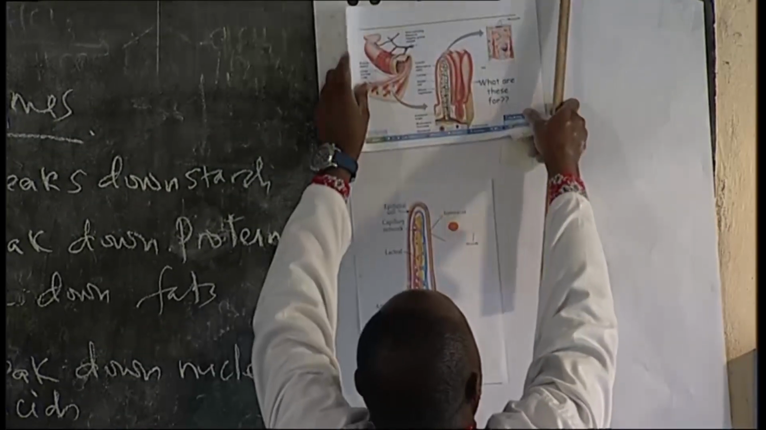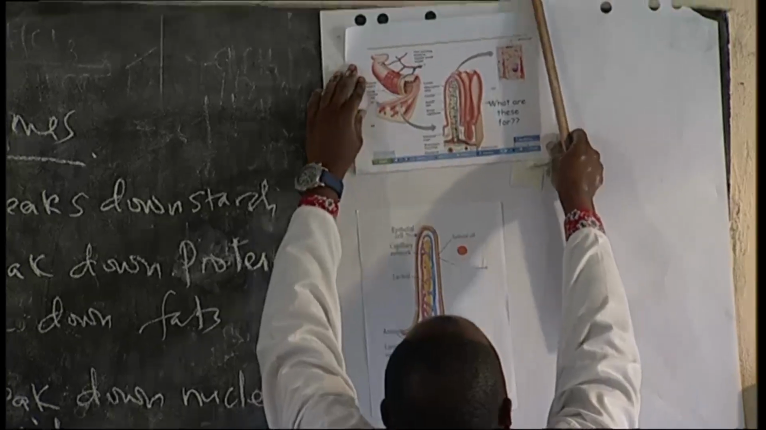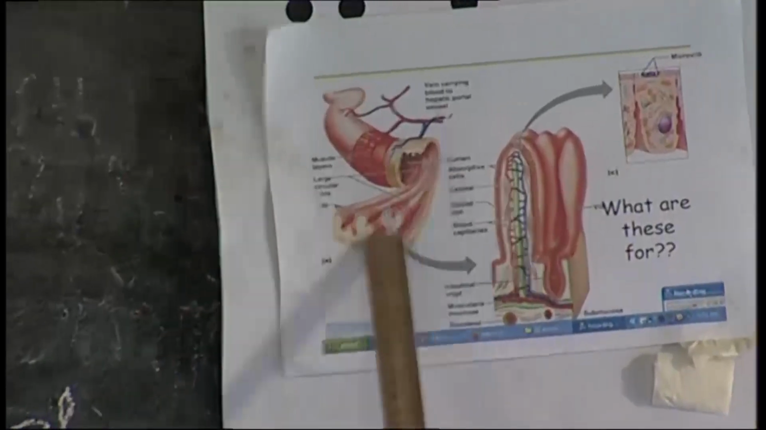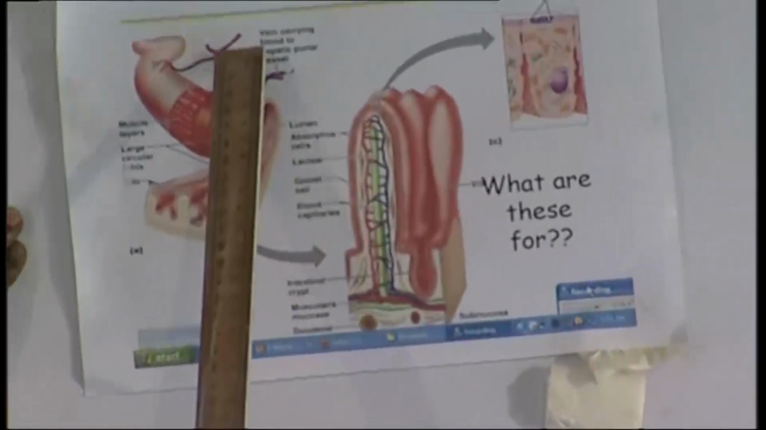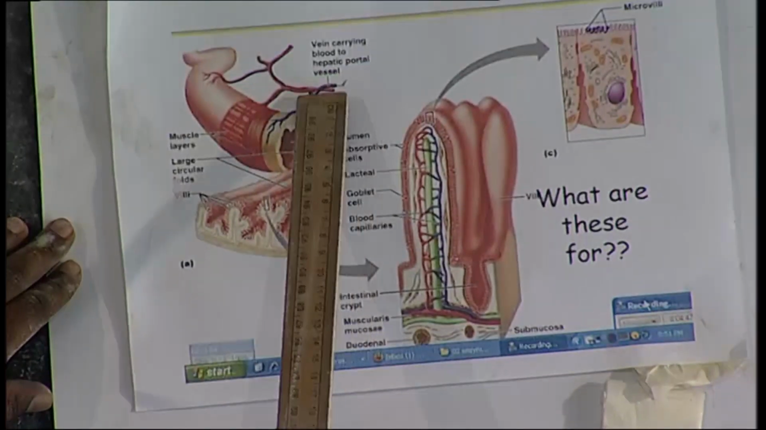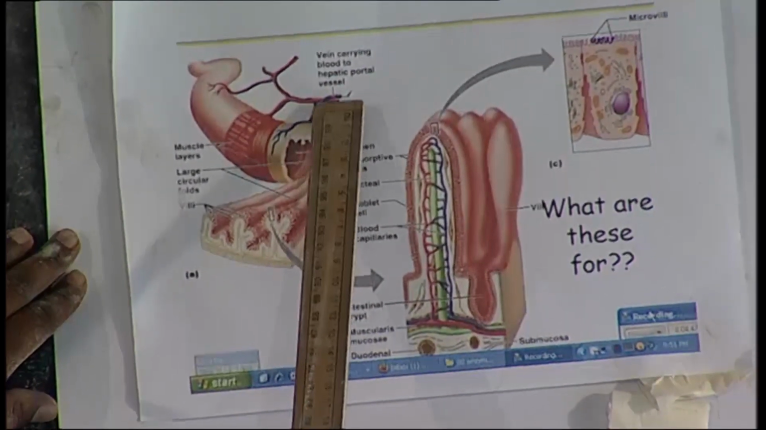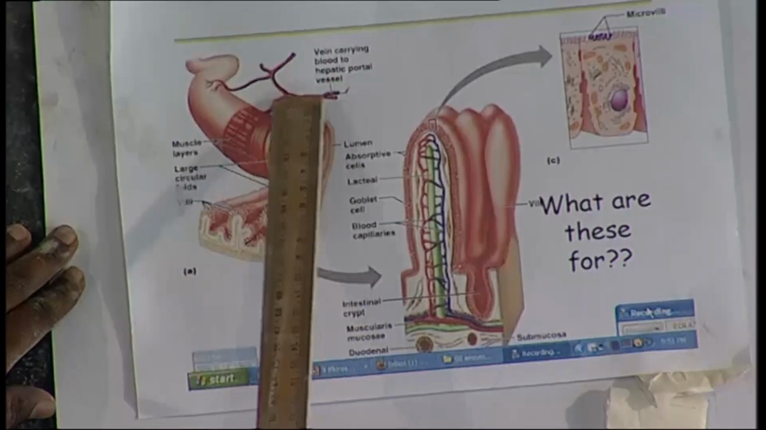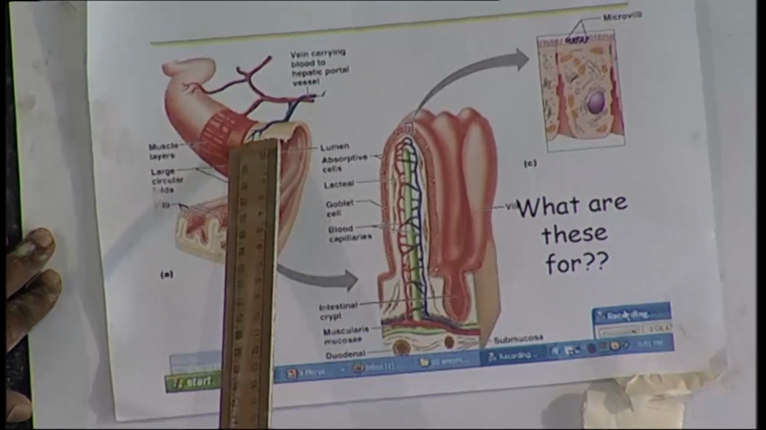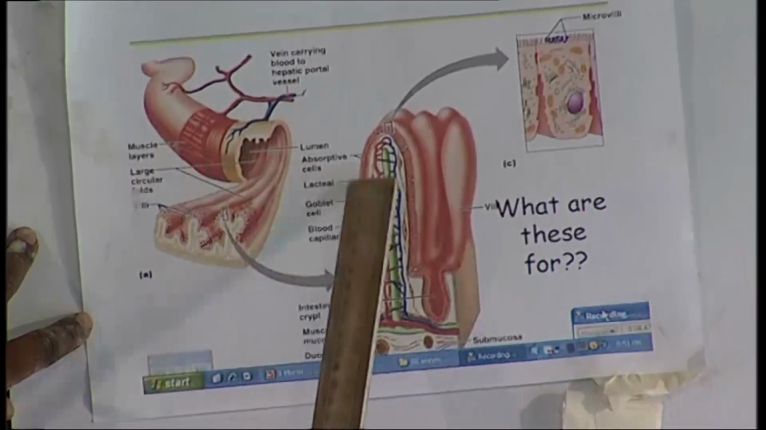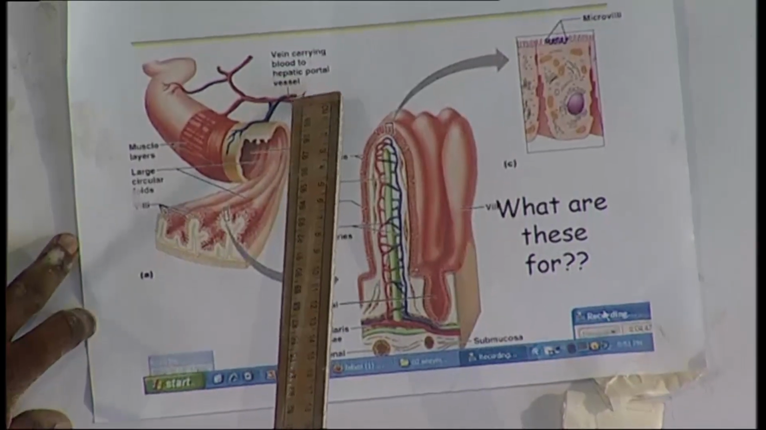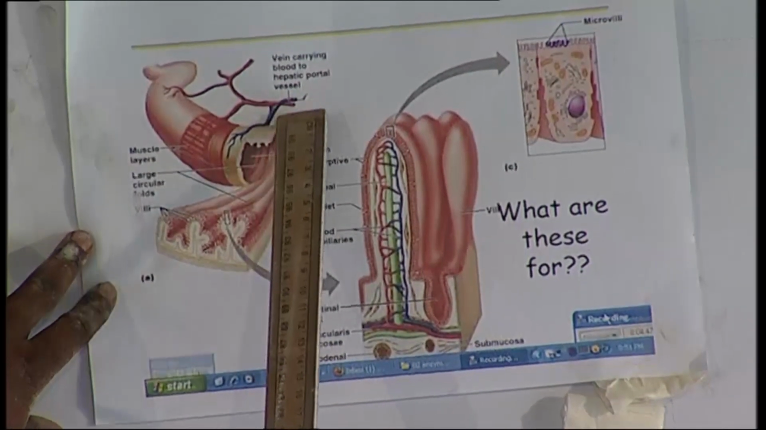In this diagram, you can see the wall of the small intestine. We have a vessel with a blue color and another with a red color. The red one carries oxygenated blood and supplies the small intestine. The other one carries deoxygenated blood, that is carbon dioxide and other waste products, from the small intestine.